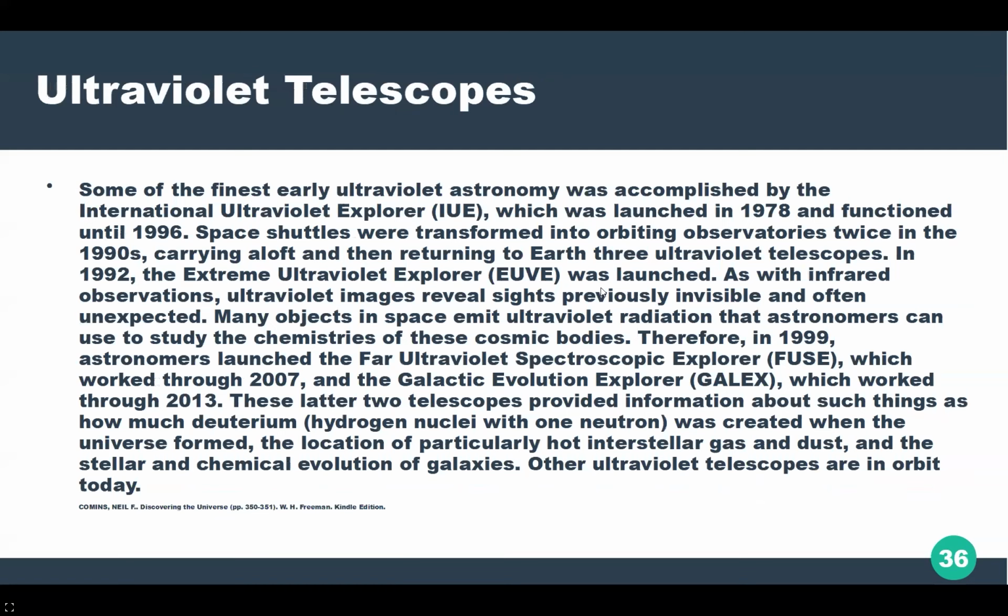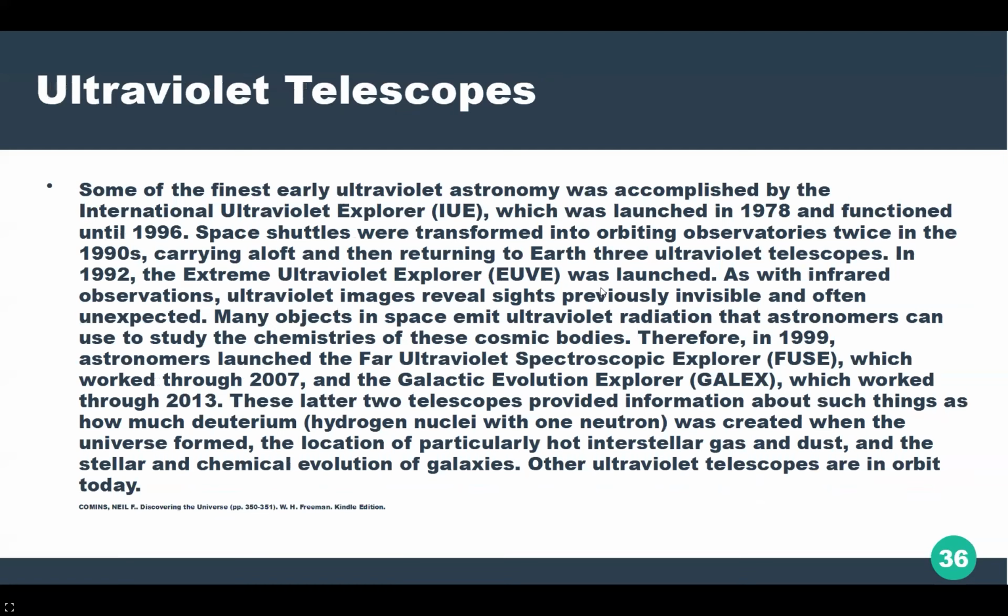Some of the finest early ultraviolet astronomy was accomplished by the International Ultraviolet Explorer, which was launched in 1978 and functioned until 1996. Space shuttles were transformed into orbiting observatories twice in the 1990s, carrying aloft and then returning to Earth 3 ultraviolet telescopes. In 1992, the Extreme Ultraviolet Explorer was launched.